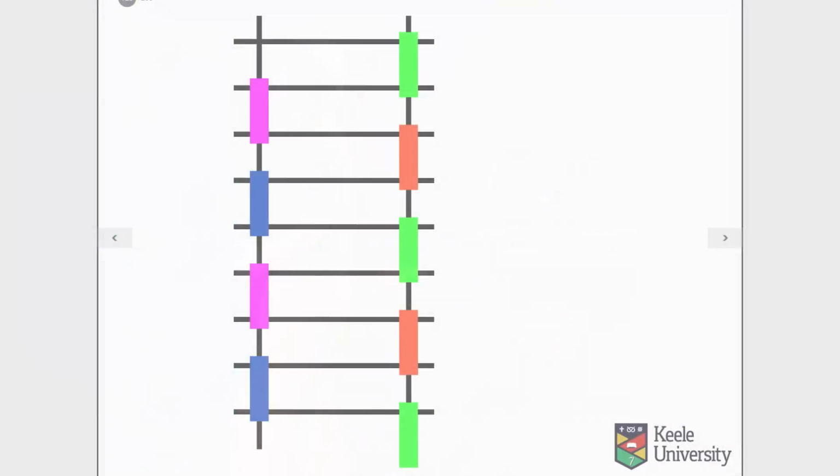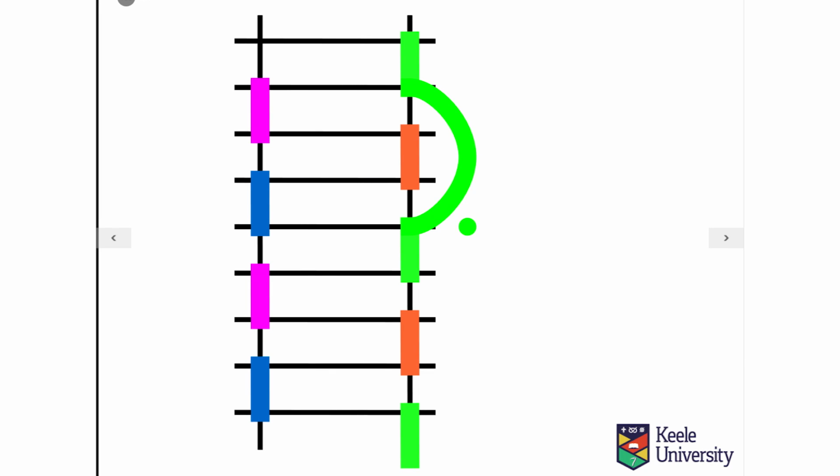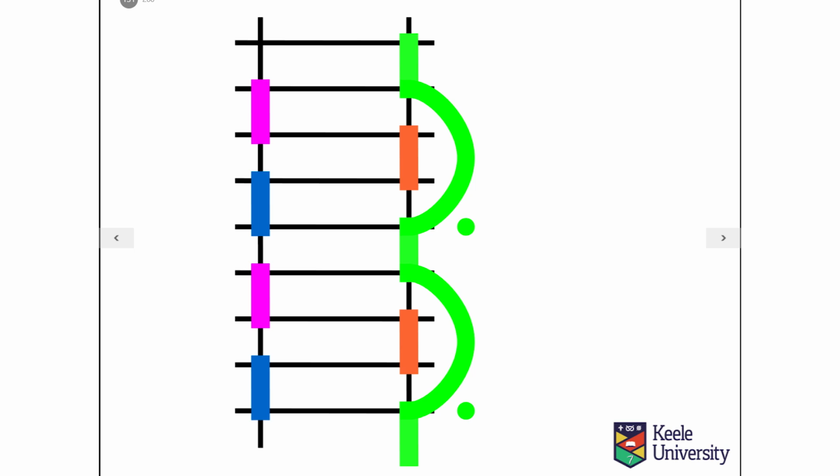And if we have a look at this, you'll see that we get green, purple, orange, blue, green, purple, orange, blue, or pink, green, pink, orange, blue. And I've only got 1 green juggling ball, so I have to join that on. The orange ball, I have to join on.